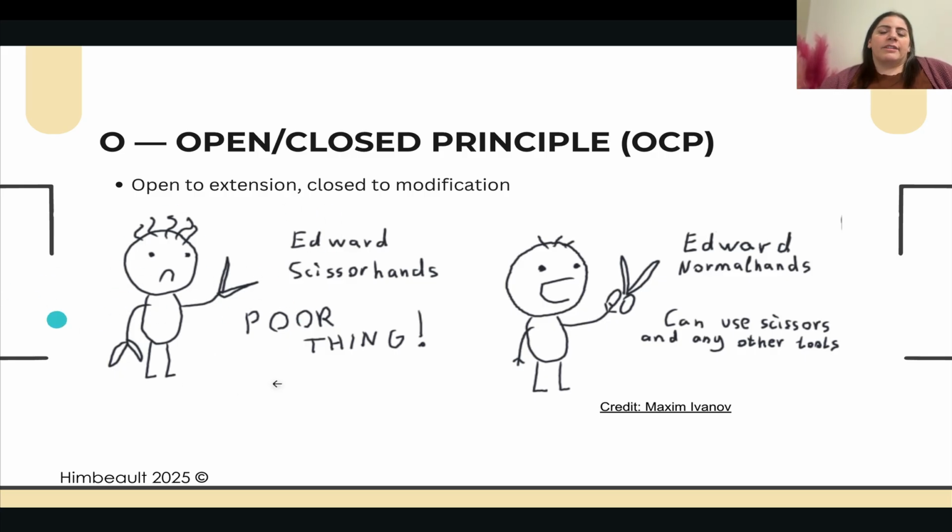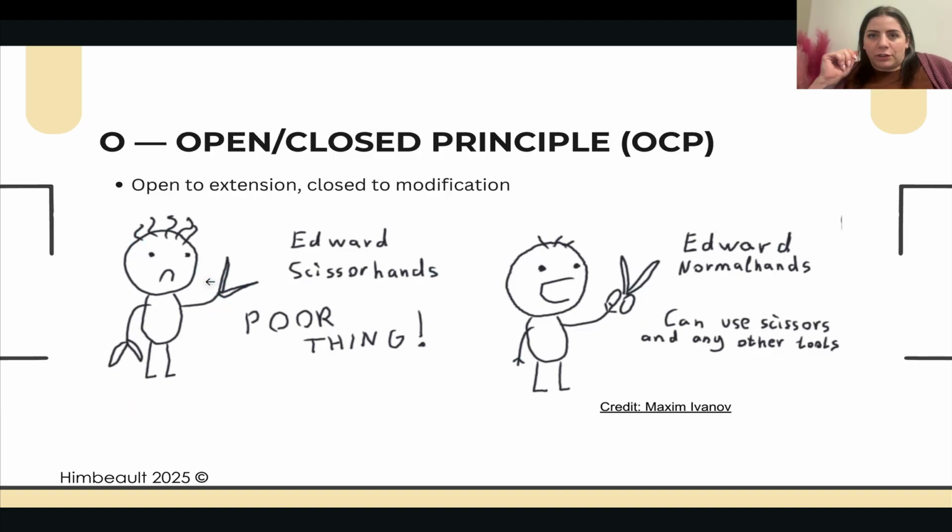So he's so sad because he can't do anything except use scissors, and he'd have to have surgery if he wanted to make changes here, right? So what we can see here is that he is not open for extension. We cannot easily extend the fact that we have pointy scissors on our hand, and he's not closed to modification. He's open to modification. We would have to cut off his hands. We'd have to fully modify his body just to change out this part.